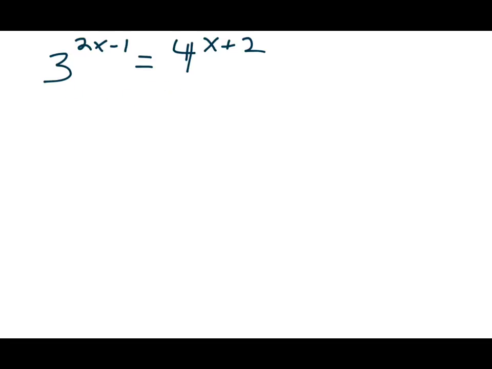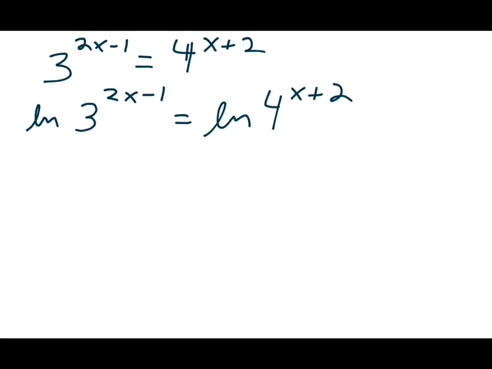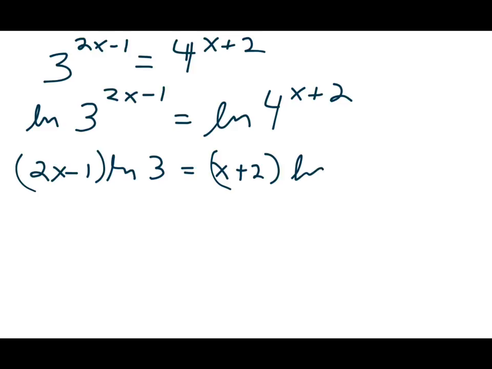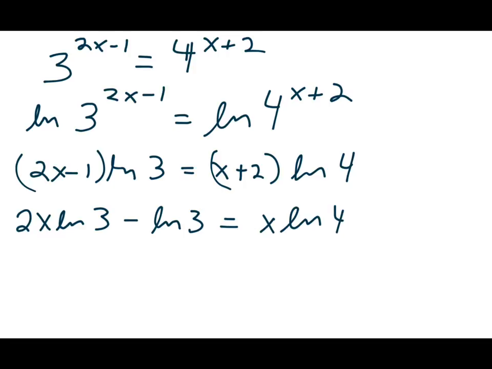Now, there's a lot of different tricks you can do. The first thing I like to do is go ahead and just take the natural log of both sides. Then start doing some of our log properties. We can take exponents and write them as a lead coefficient. Okay, and then let's go ahead and distribute our natural logs. We get 2x natural log of 3 minus the natural log of 3 equals x natural log of 4 plus 2 natural log of 4.